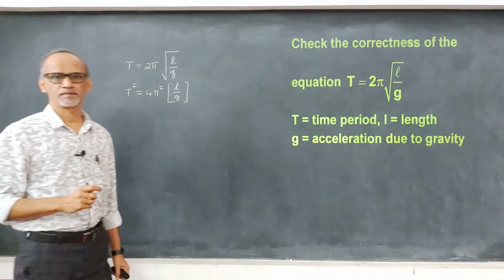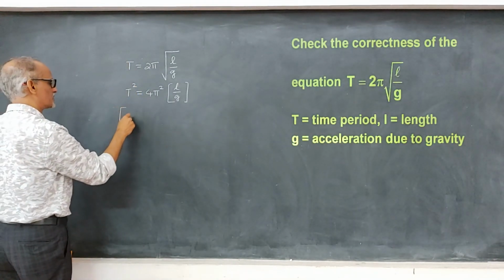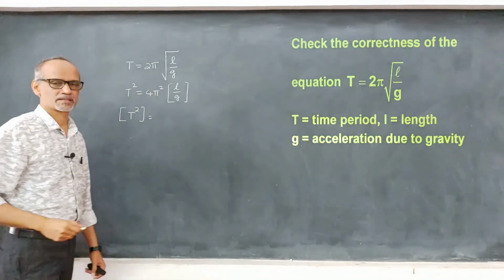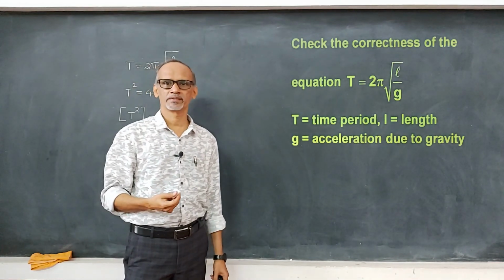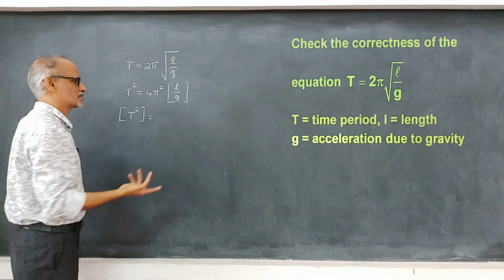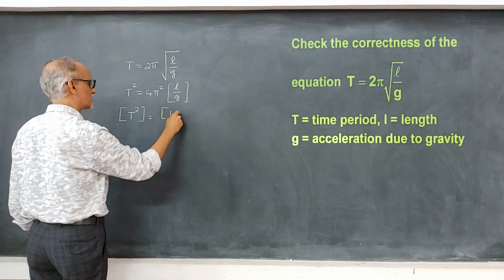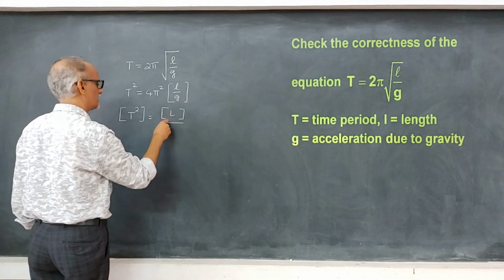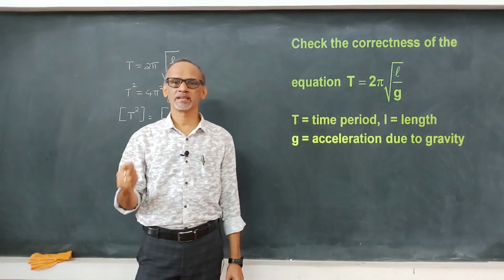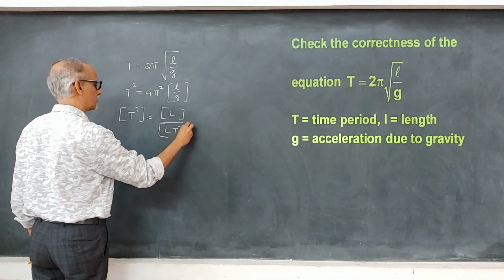Now, let us write the dimensional formula of every term. So, t is a time period. So, T, but there is a square. 4 pi square is a constant which has no dimensional formula, right. So, we do not write dimensional formula of a constant as there is no dimensional formula for it. L is the length. So, write capital L, divide that by g. What is g? Acceleration due to gravity. So, dimensional formula is same as that of the acceleration, which is L T minus 2.